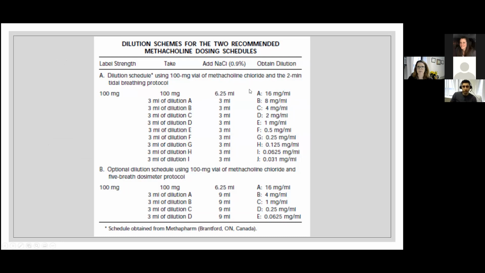16 milligrams per milliliter. What they do is they add 3 milliliters of normal saline to this to make the next concentration, another 3 milliliters to make the next concentration, so on and so forth. That's the dilutional method that they suggest. Same type of thing for the 5 concentration dosimeter protocol, except you're giving more normal saline essentially because the concentration is going down by a factor of 4 each time.